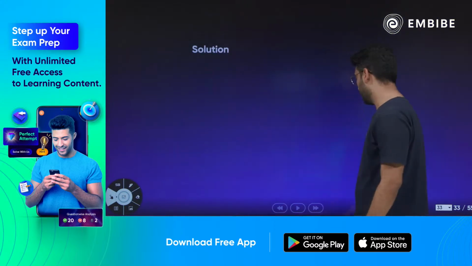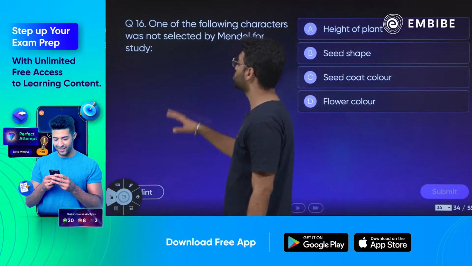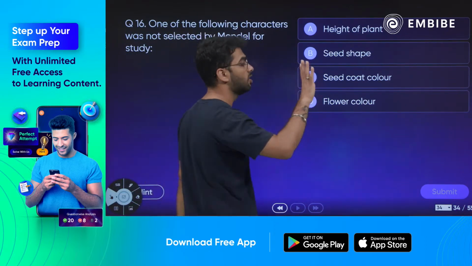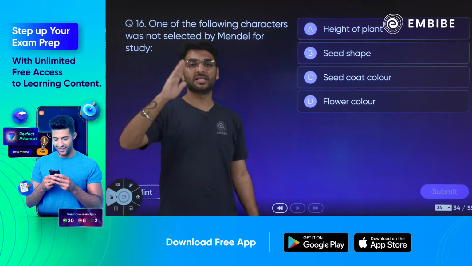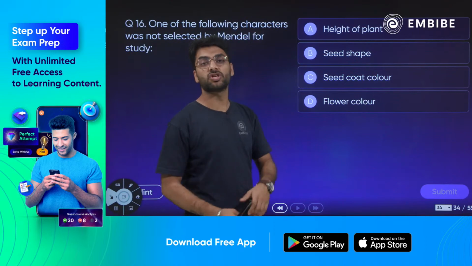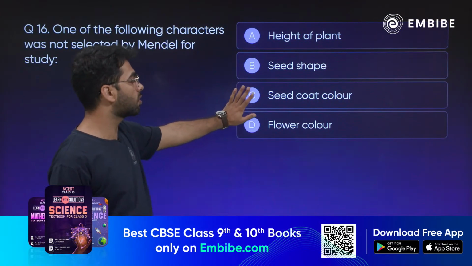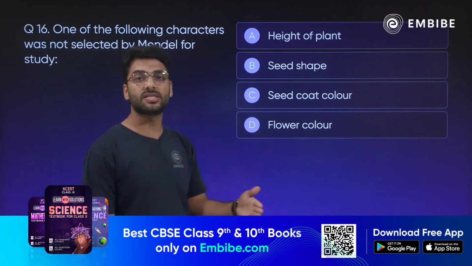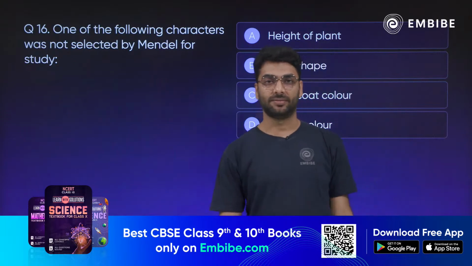Moving on to the next question, question number 16. One of the following characters was not selected by Mendel for study. So Mendel studied 7 pairs of contrasting characters. Out of these, which was not in the 7? Height, seed shape, seed coat color या flower color. Which was not in the 7?